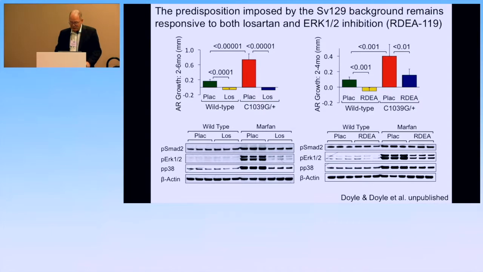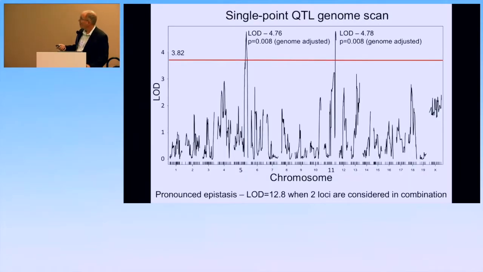And the answer was somewhat surprising and dramatic in that all of the difference in phenotype between the two strains could be explained by considering genes on two mouse chromosomes, mouse chromosome 5 and mouse chromosome 11. You can see these very dramatic peaks. This means that there's 10 to the power of 5 odds favoring that there's something real going on here as opposed to something simply by chance.